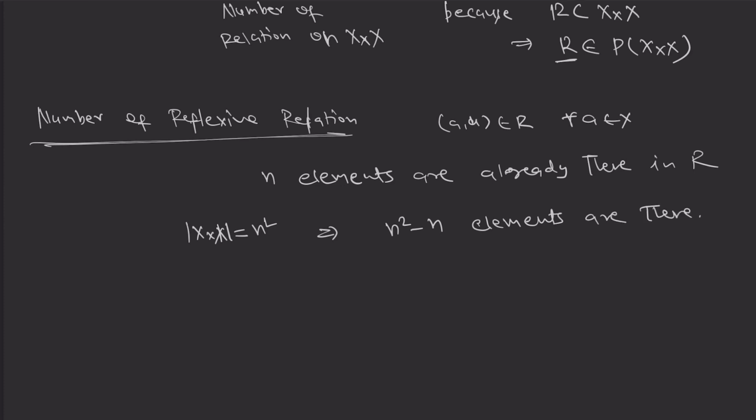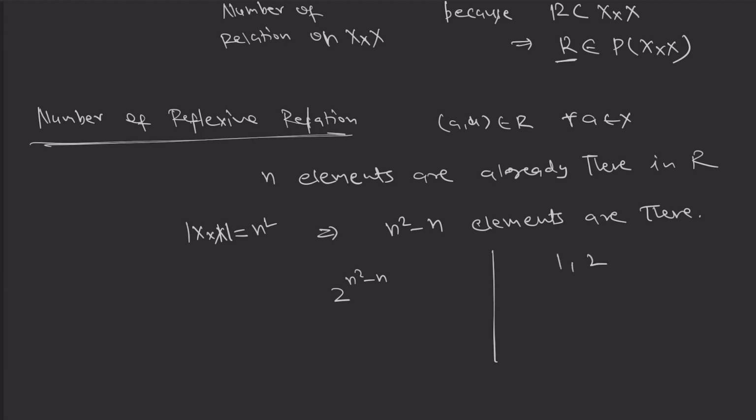Now it's my choice to put these elements in R or not. So for each element there are two possibilities: I put it or I don't put it. So each element has two possibilities, so n square minus n elements give 2 to the power n square minus n possibilities.